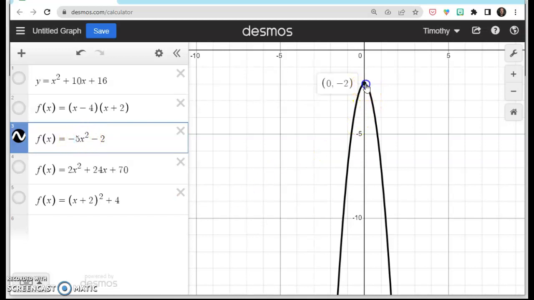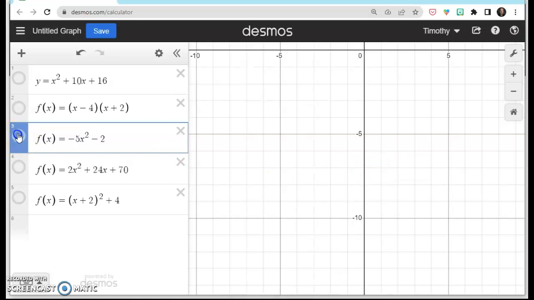It has a y-intercept of 0, -2. Notice that's this number here, because if we plug in a 0 for x, it would equal -2. We don't have x-intercepts, but if you wanted to, you could find some other points on the graph. -1, -7, +1, -7. Let's look at another one.